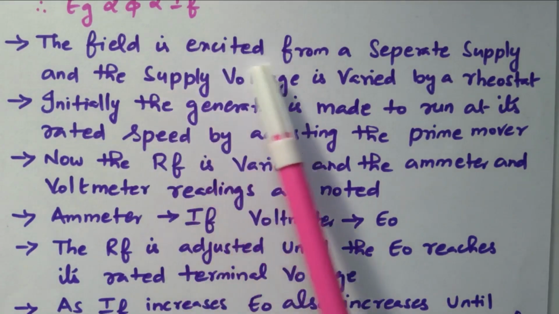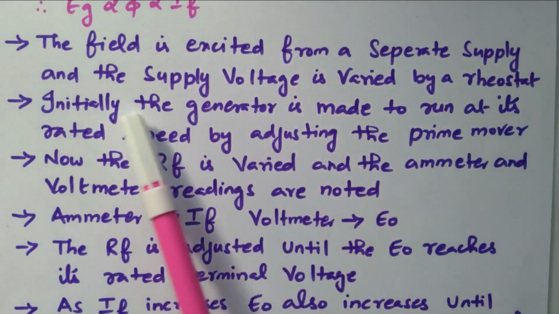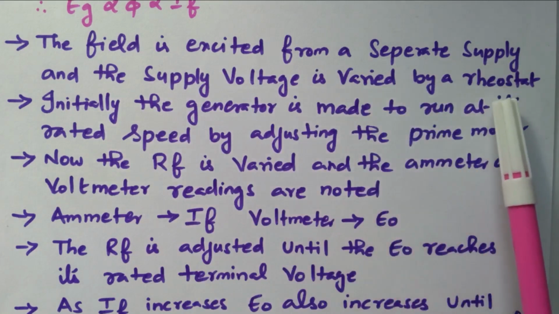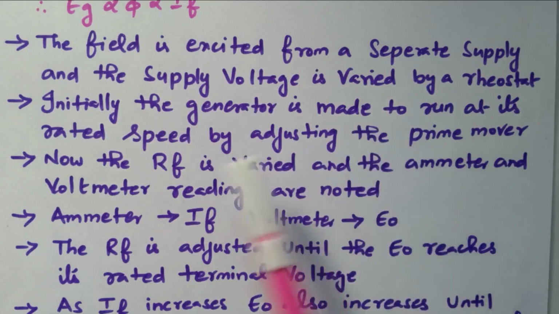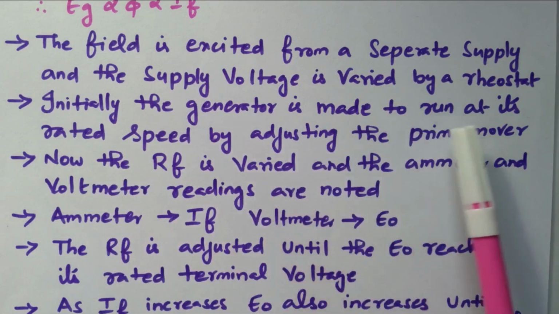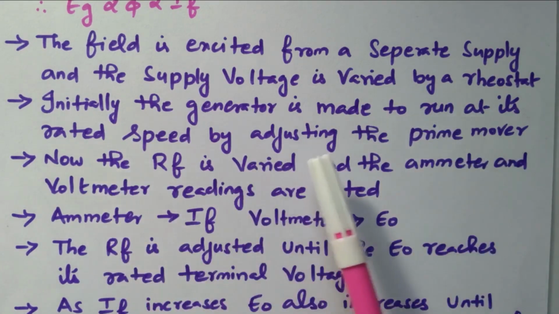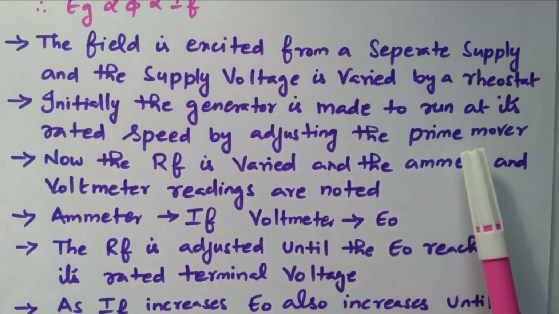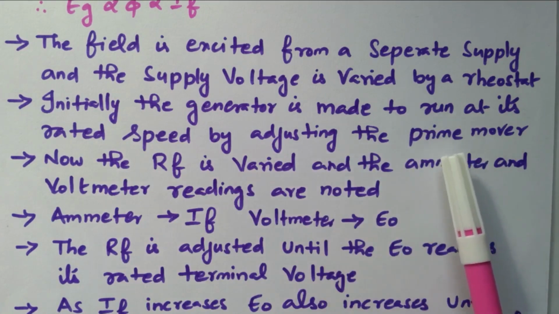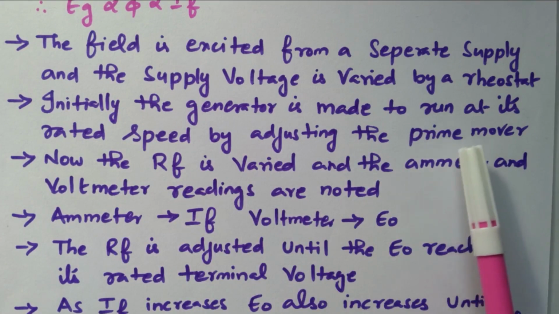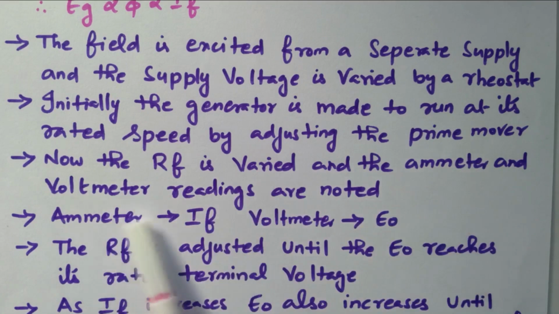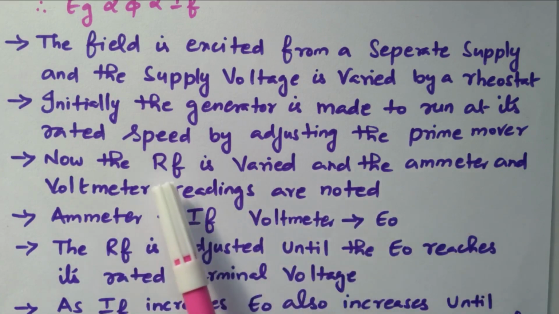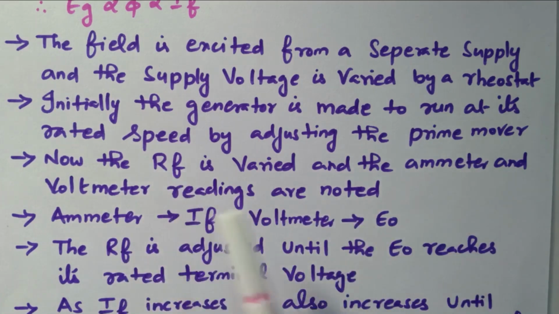The field is excited from a separate supply and the supply is varied by the rheostat. So that is called a separately excited DC generator. Initially the generator is made to run at the rated speed by adjusting the prime mover. Now RF is varied by using the rheostat slowly, and the ammeter and voltmeter readings are noted.